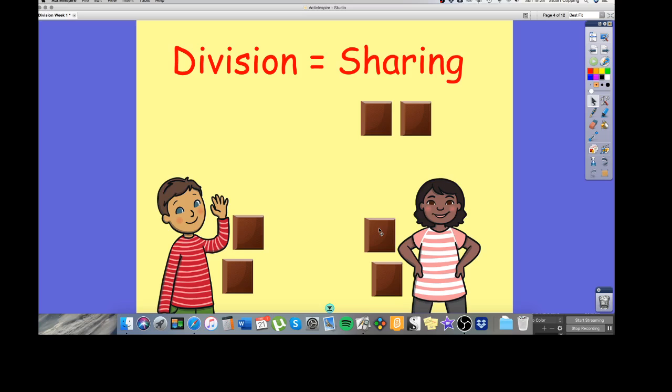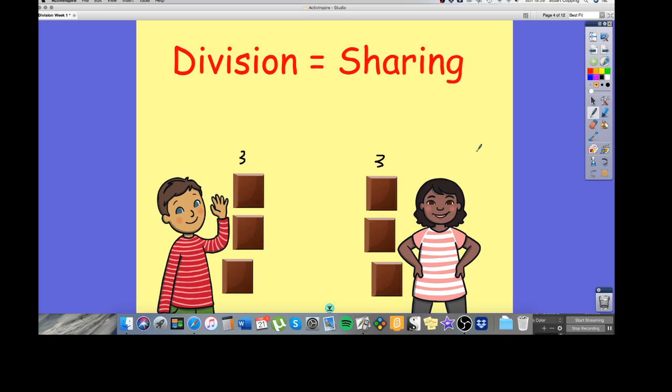So it's almost like they're taking turns to take one of the objects each. Okay, another 1 to Bob and another 1 to Helen. I've got rid of them all now. So Bob has 3 and Helen has 3. So what we can say here is that both children have 3 pieces of chocolate, or that 6 bits of chocolate can be shared equally among 2 people so that they get 3 each. That is what division is.